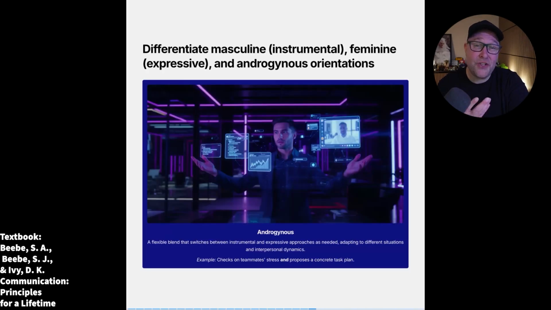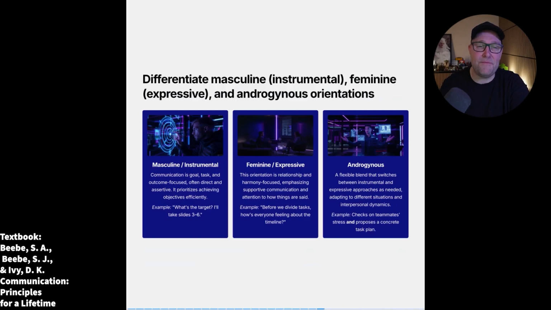An androgynous orientation is characterized by a flexible blend that switches between instrumental and expressive approaches as needed, adapting to different situations and interpersonal dynamics. For example, checks on teammate stress and proposes a concrete task plan. So to review, we have masculine or instrumental, feminine or expressive, and androgynous orientations.